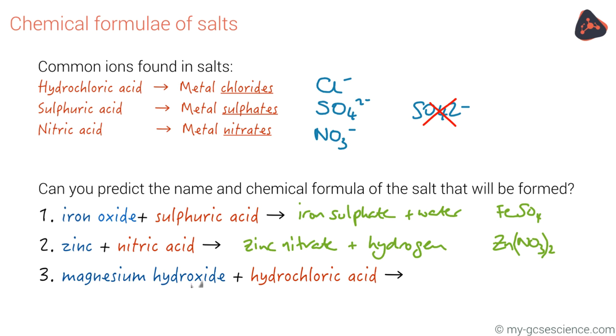If we had magnesium hydroxide reacting with hydrochloric acid, we would have magnesium chloride formed plus water, and the formula of the magnesium chloride will be Mg for magnesium. Remember that because it's in group 2, it's a 2+ ion, and because Cl is a 1- ion, we need 2 of them to make the formula correct. So there we have the names and formulae of the salts made in these different reactions between acids and metals and their compounds.